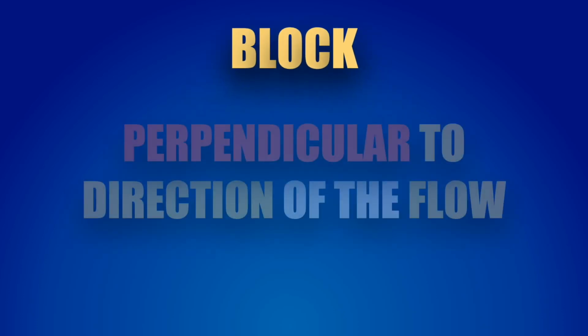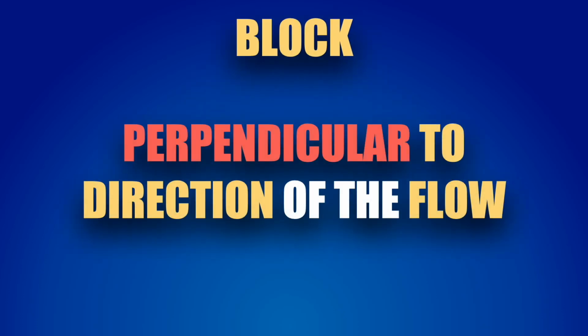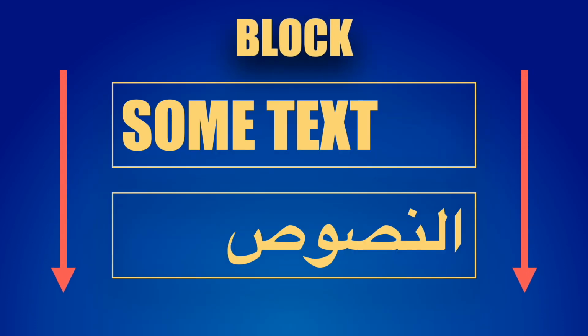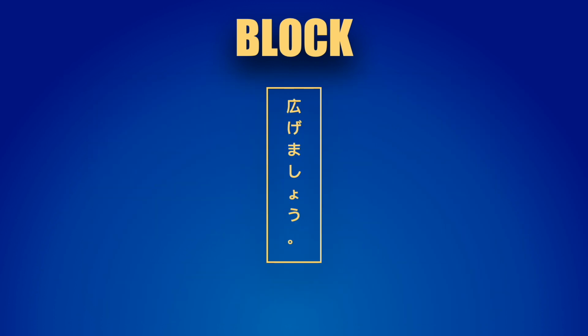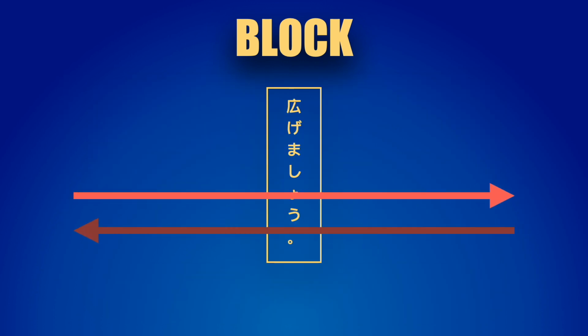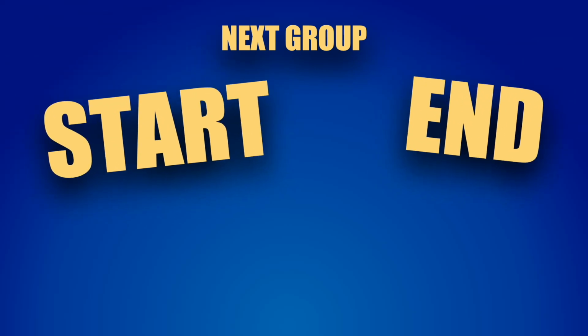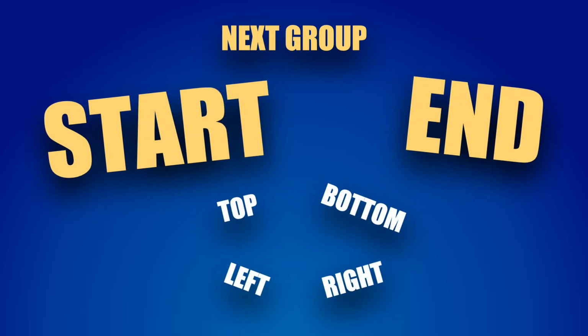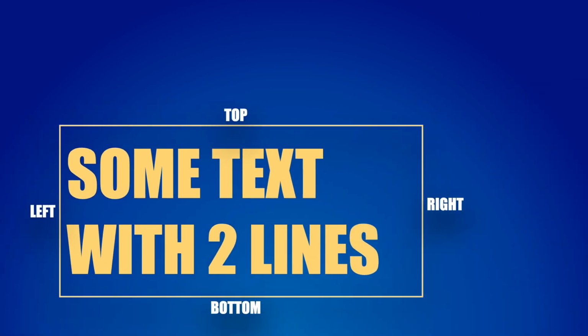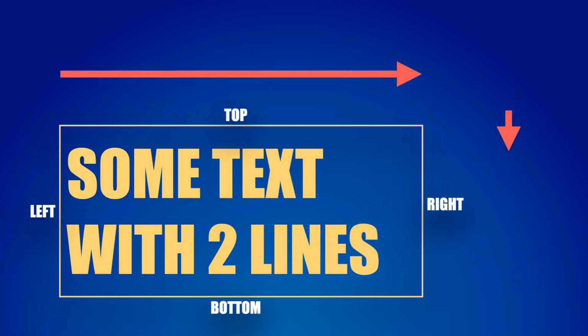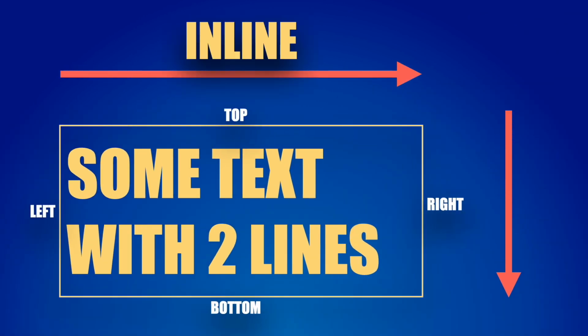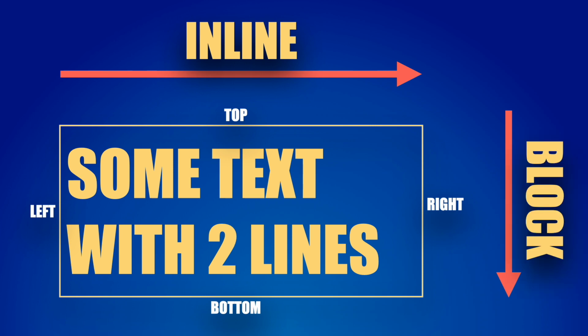This is the direction that is perpendicular to the direction of flow. For horizontal modes, this is top to bottom, and for vertical modes, this can be left to right or right to left. The next group of terms that you need to know are start and end. These are what replace top, left, right, and bottom. Let's take an example of English. The text flows from left to right and top to bottom, which also means that the inline is from left to right and the block is from top to bottom. For logical properties, left would be the start of the inline and right would be the end of the inline.